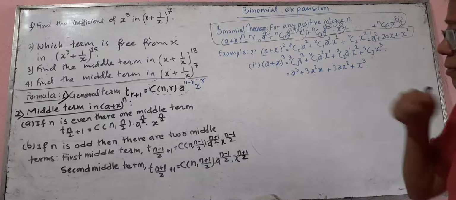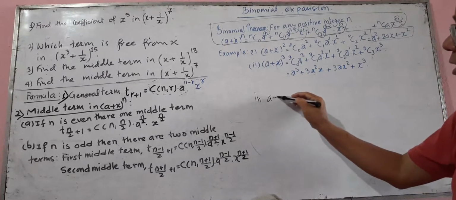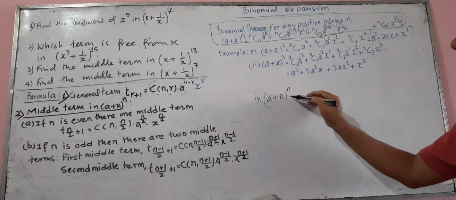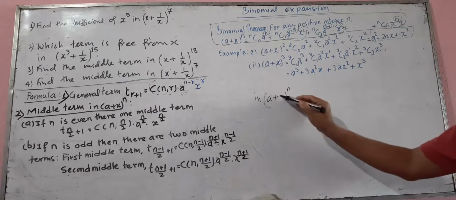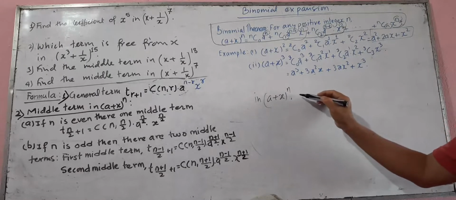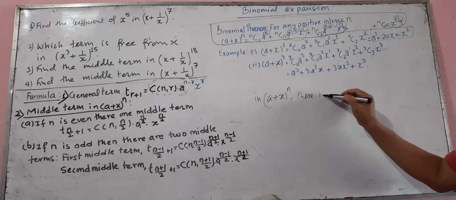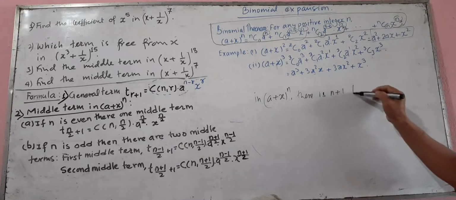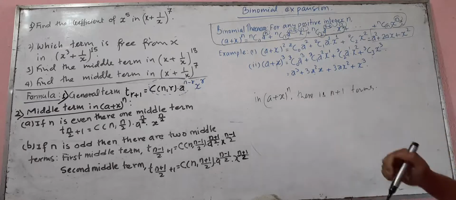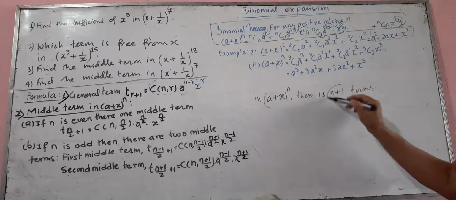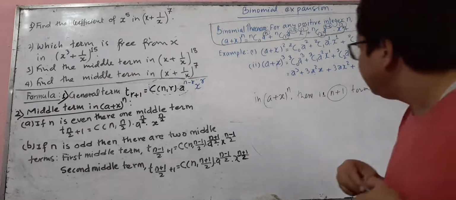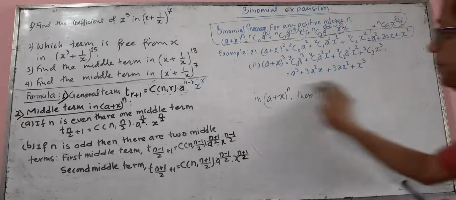In (a + x)^n, there are n plus 1 terms. How many terms there will be? There are n plus 1 terms.